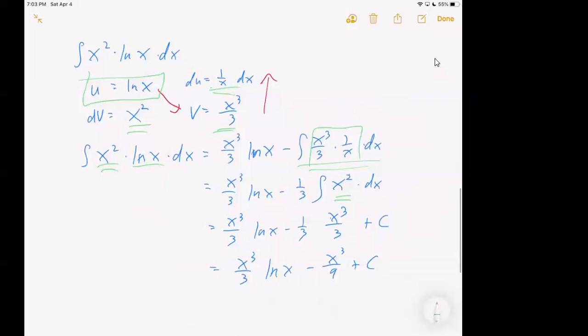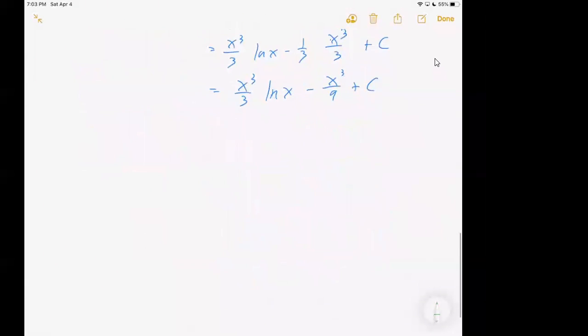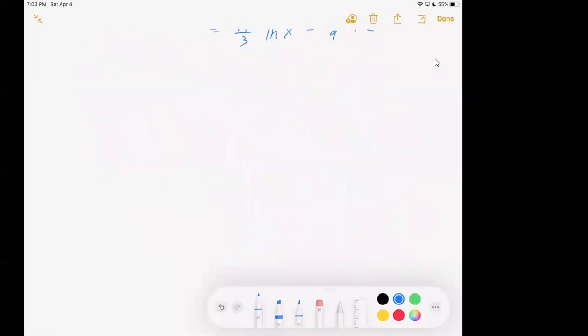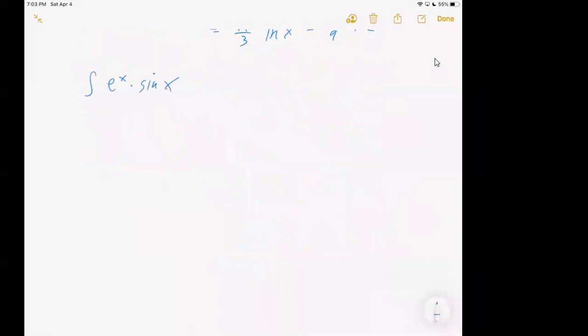So study that if you need to. Pause the video, make sure you understand how that worked. Now we're going to do one more that is iterative in a new kind of way. So this is a pretty classic problem. I am going to do e to the x sine x.